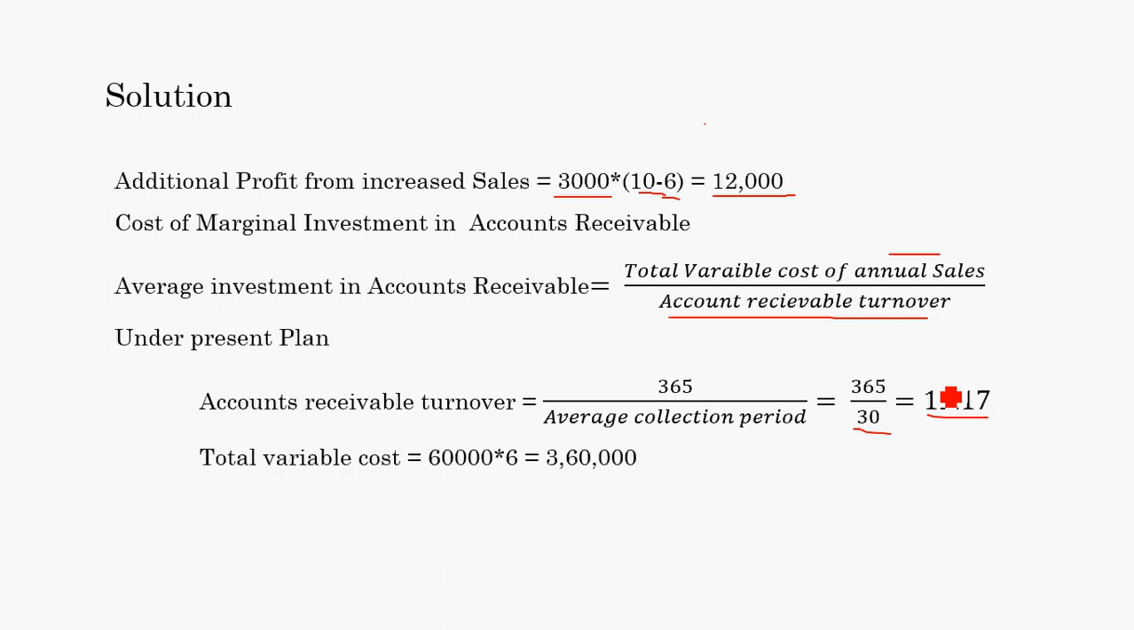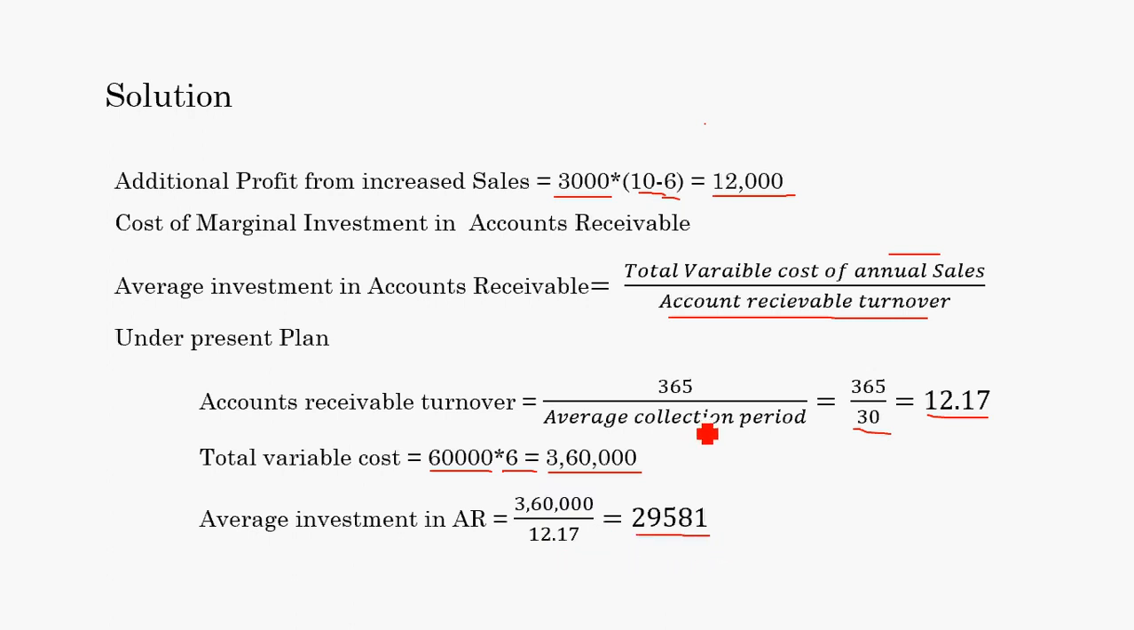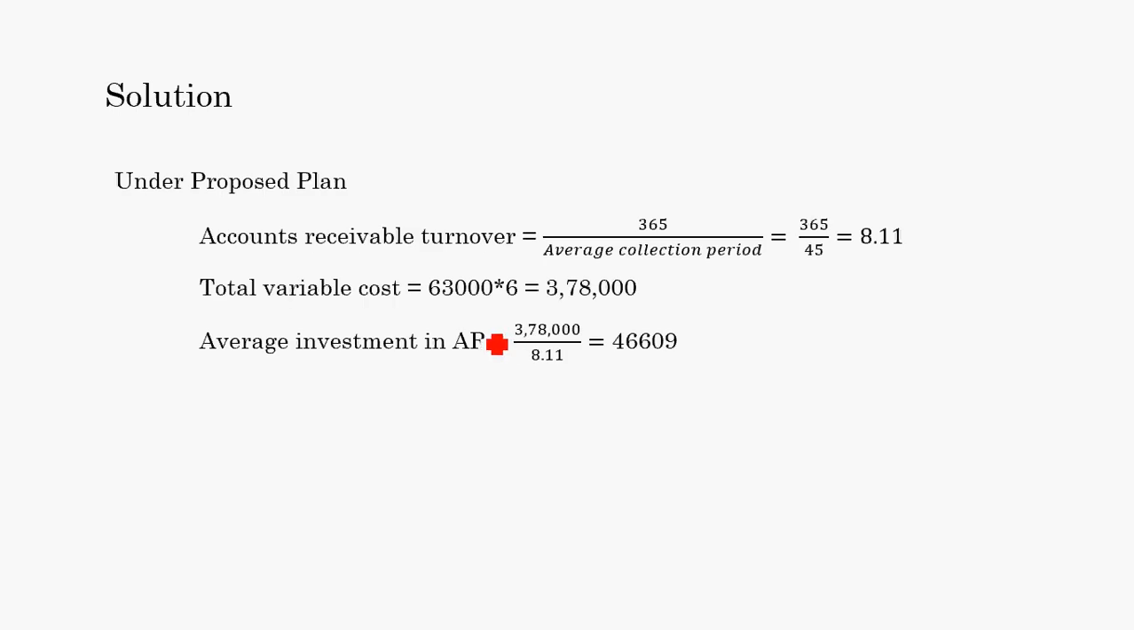The total variable cost here: under the present plan, the company is selling 60,000 units, so 60,000 into the variable cost of 6 is 3,60,000. Now you have the variable cost and the account receivable turnover. Let's calculate the average investment in your accounts receivable. The average investment here is 3,60,000 divided by 12.17, which is equal to 29,581. That is the investment held up in your account receivable under the present plan.